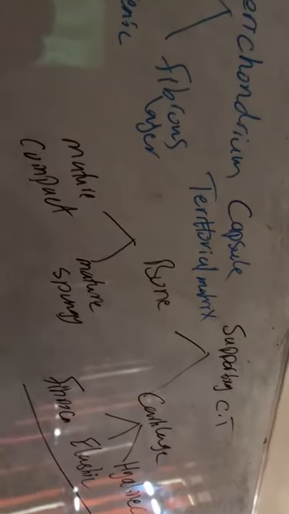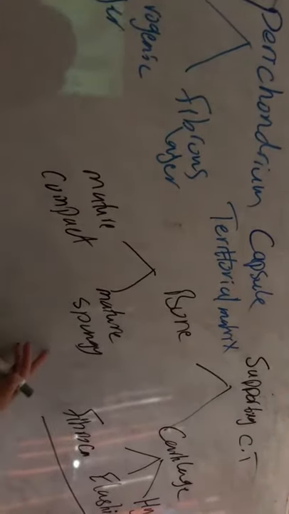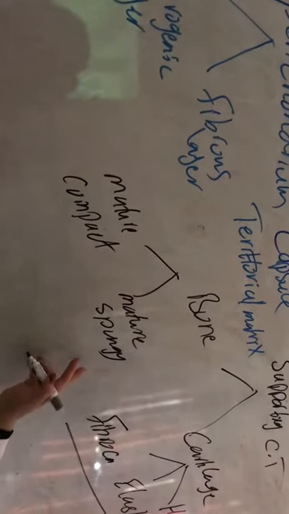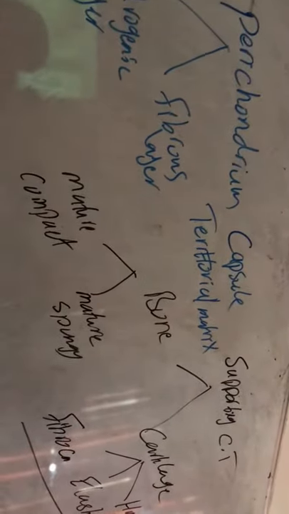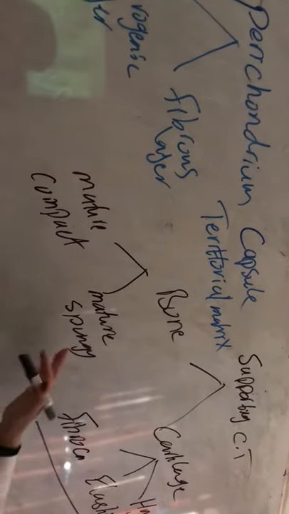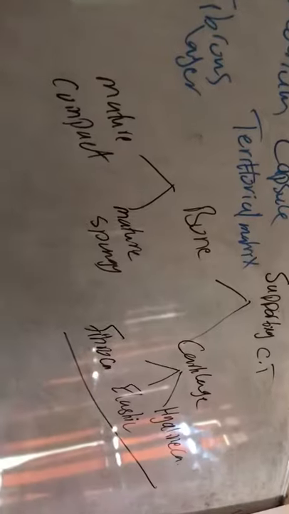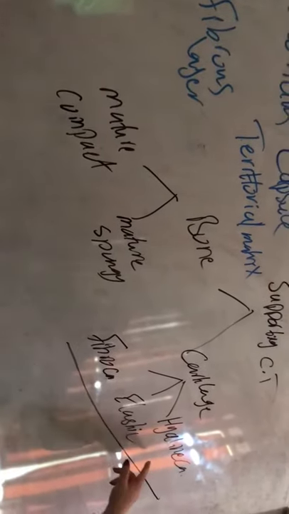Now, for the bony structure, we have the mature spongy bone and the compacted bone. Be careful, we don't have a slide for the immature bone, just only the mature spongy bone and the mature compacted bone. Now, we'll focus on all the types. How can we differentiate between the hyaline cartilage, elastic, fibro, and each type of the bone?